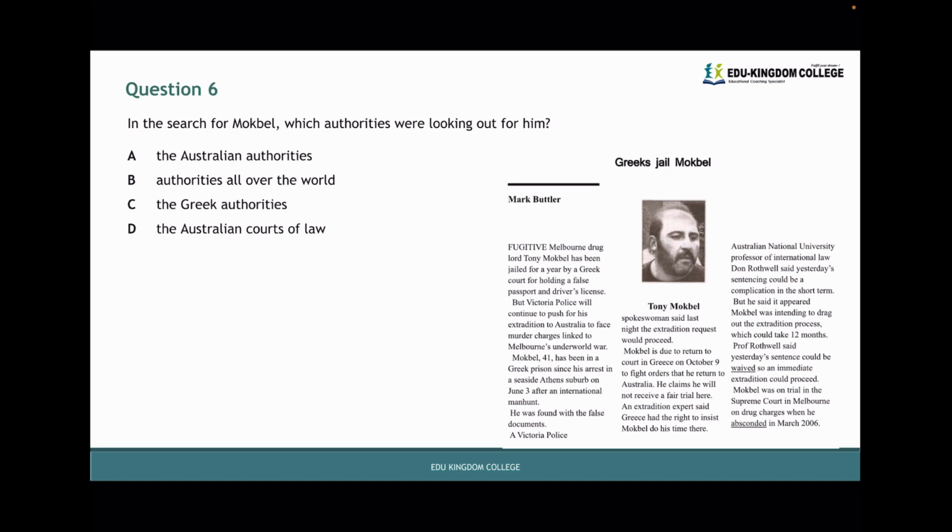If we take a closer look around the left and middle column as well, you'll note that they constantly say he was jailed for a year by a Greek court. Mokbel, 41, has been in a Greek prison since his arrest, and Mokbel is due to return to court in Greece on October 9. So a lot of this is just happening in Greece, and also he really wants a trial in Greece anyway. There's a question later on which we will explore that as well.